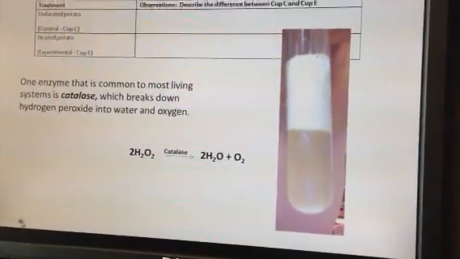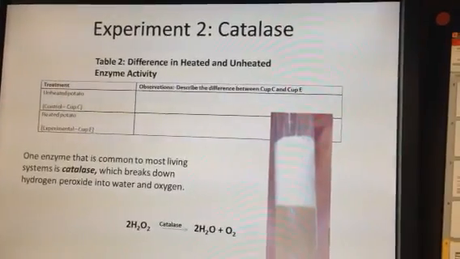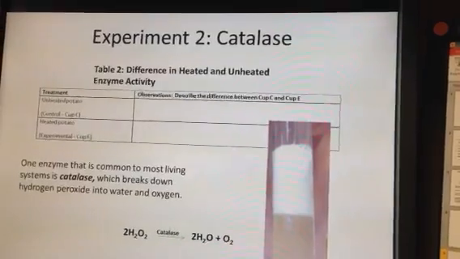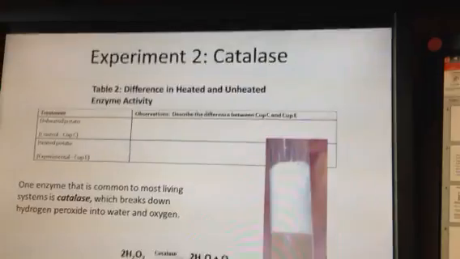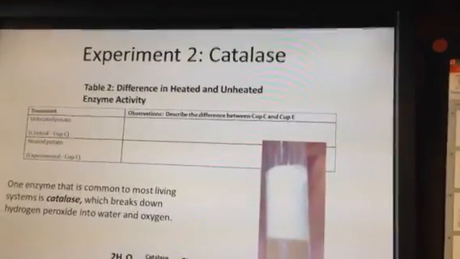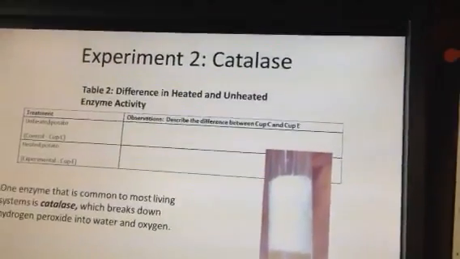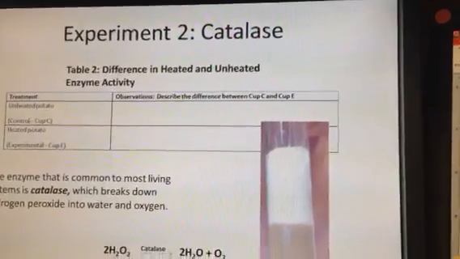Okay, so what I'm showing you here is the actual slide from your PowerPoint. The next experiment that we did in lab was using the enzyme catalase. The source of that enzyme was potato, so there's catalase within the potato cell. Again, how we recognize that term catalase as being an enzyme is that it ends in -ase, A-S-E. Catalase's substrate is hydrogen peroxide.